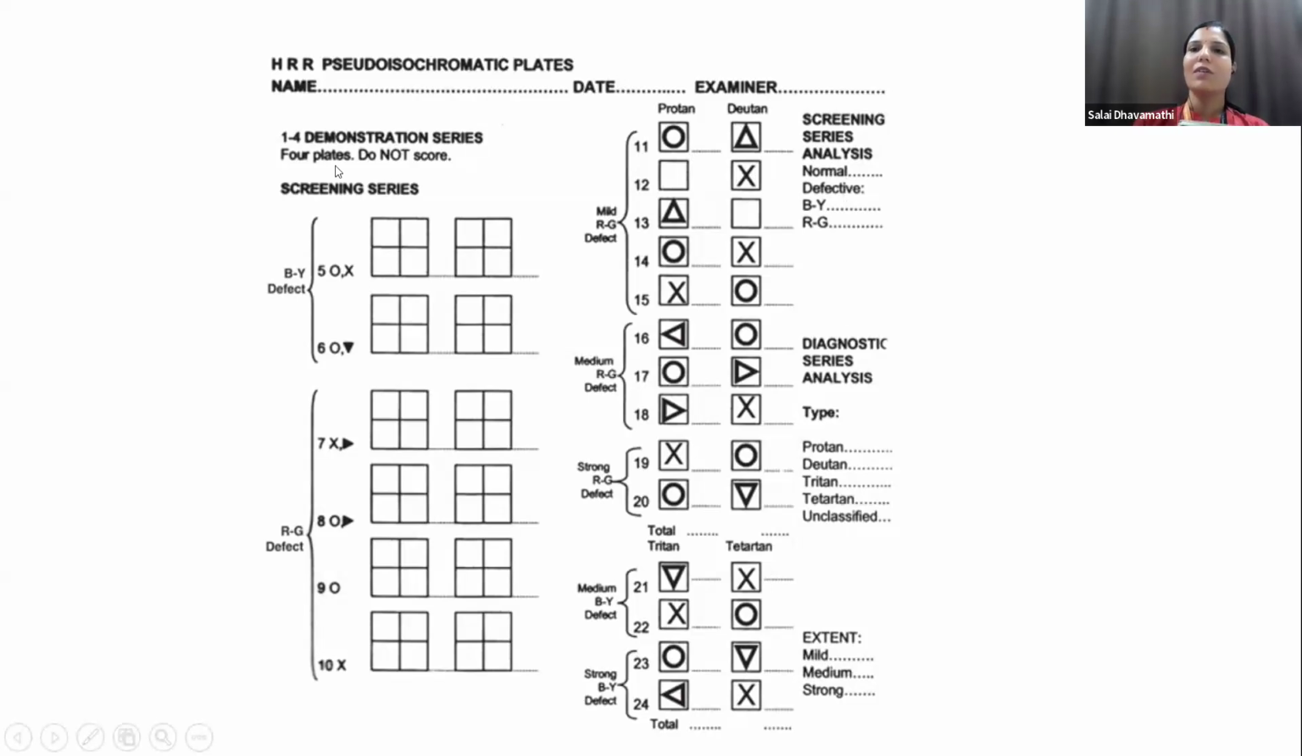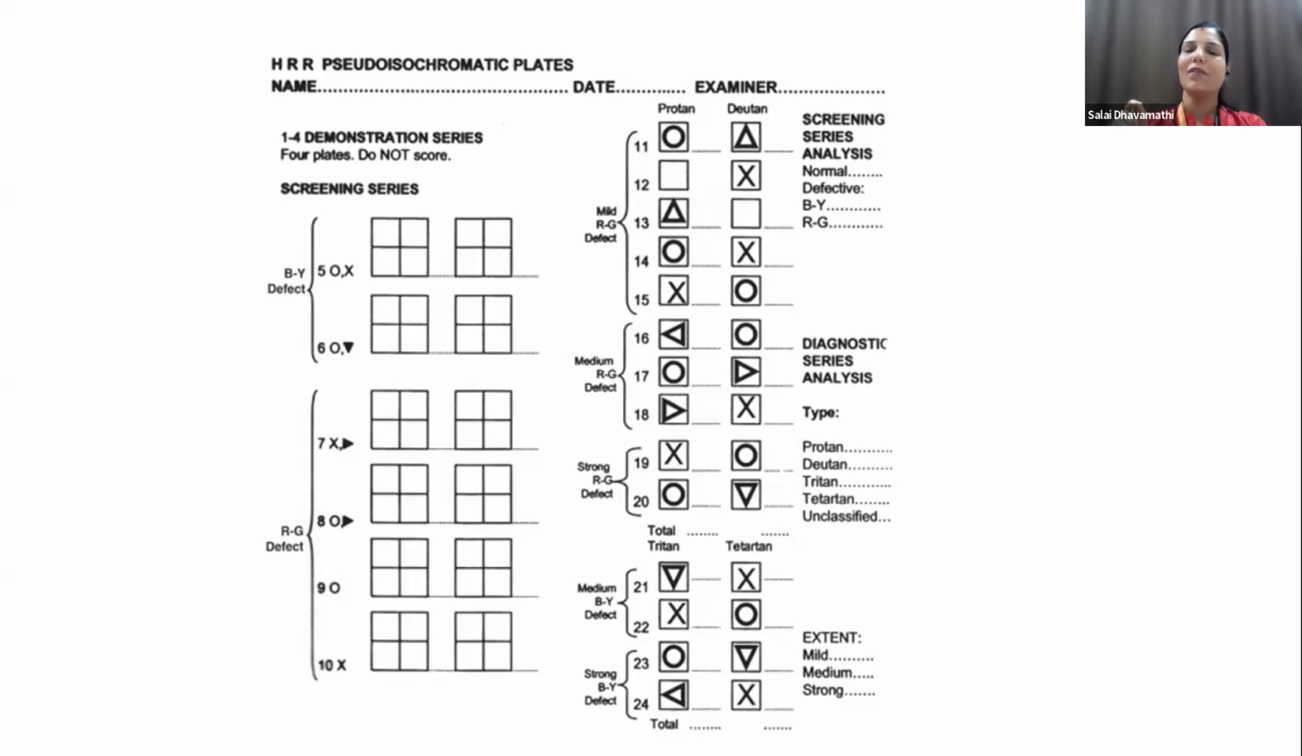After the demonstration, if the subject or patient is responding to all of 5 to 10, then you can stop the test. That is normal. So the interpretation is that the patient is normal with this HRR color vision test. Here the recording is very important. You have to score it accordingly, and this can find the extent of the defect, whether it's mild, medium or strong. And one more thing is, even in pseudoisochromatic plates or D15, after recording you should also mention whether it's a normal color vision or any defect is there.